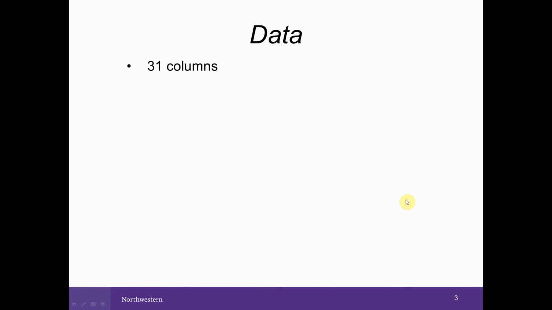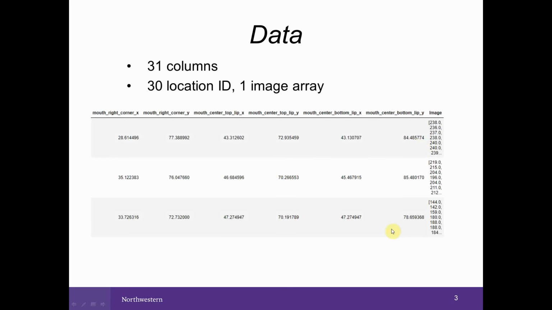More so with the data, we were given 31 columns. 30 of them are these location IDs, X and Y coordinates, and one image array. Here's a snippet from the data frame of the data given here for our training set. Lots of X and Y's with the given locations, mouth center, mouth corners, and all that. The very last column here, that's the data for the image that we had to take and process through to create the actual picture.